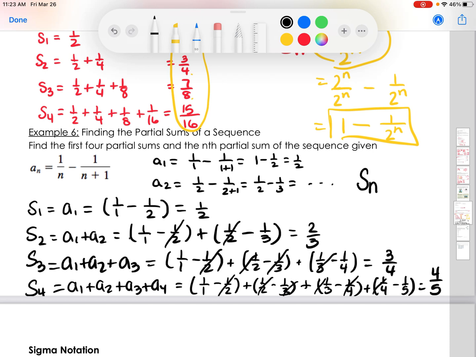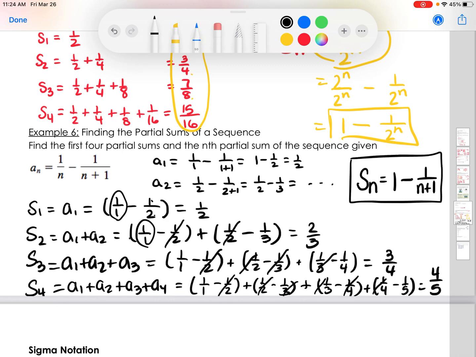So now we want to find the nth partial sum. We need to look for a pattern here. It looks like every time it's going to be 1 minus something: 1/2, 1/3, 1/4, 1/5. So 1 more on the bottom. So 1 minus 1 over n plus 1.